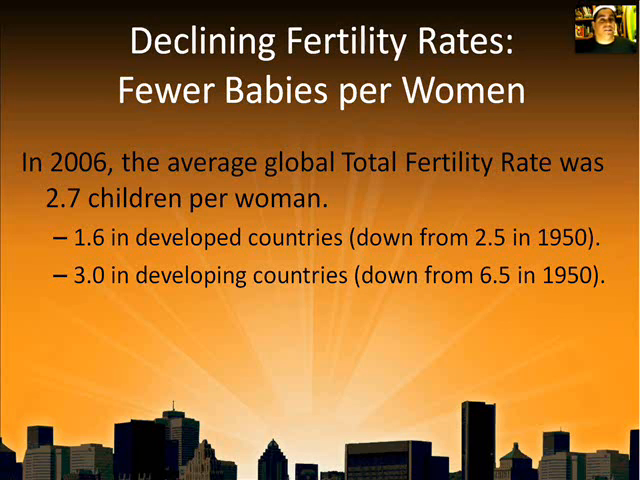So let's see here. In 2006, here was what we were looking at. Global total fertility rate, 2.7 children per woman. 2.7. It's a really strange number. So take a look how that compares. I'll let you take a look at these two. Again, we're looking at developed countries versus developing countries.